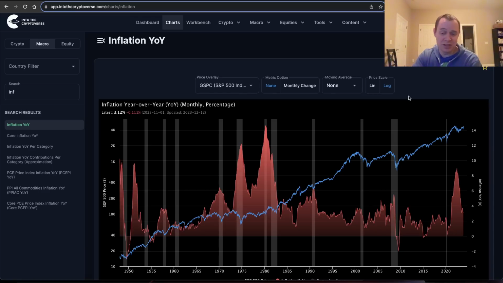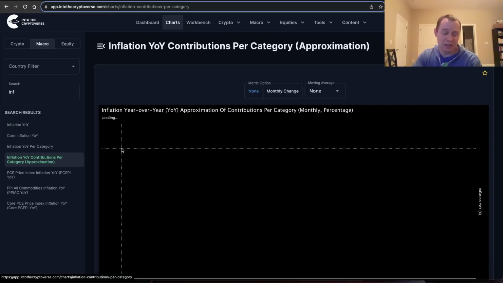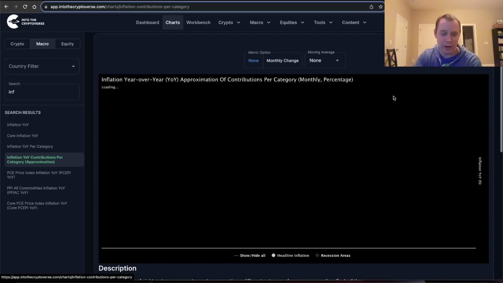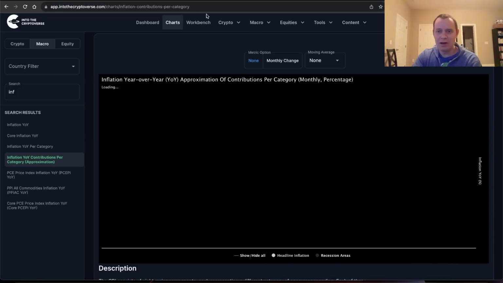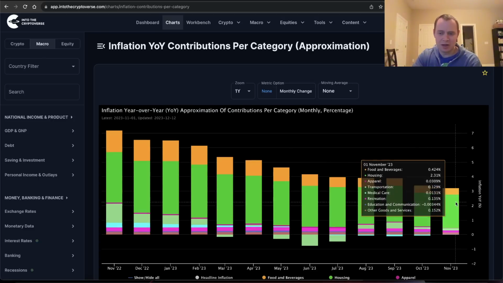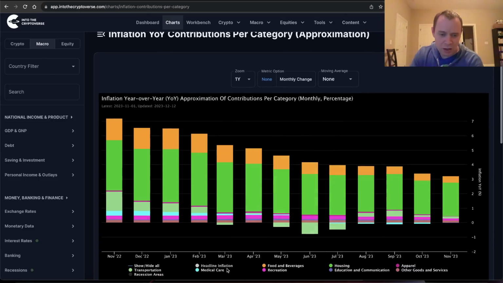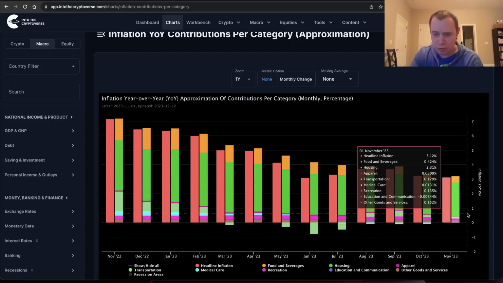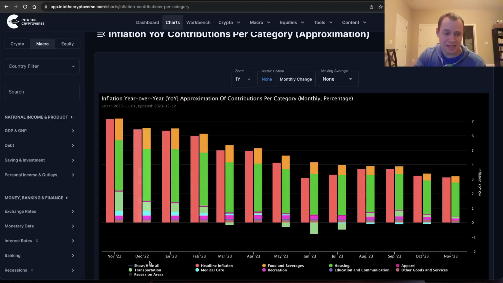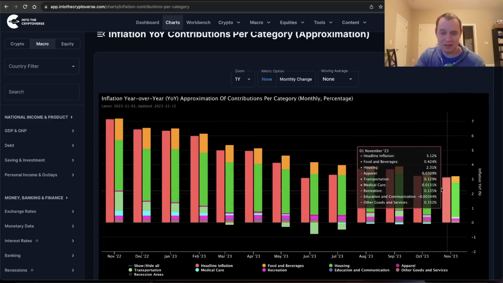I think inflation is still likely to come down. If you look at the year-over-year contributions per category of inflation, one of the things you'll notice, and I pointed this out in the video I did just a day or two ago, is that 2.31 of the 3.12 is coming from housing. And housing lags a lot. Housing lags a lot, right?